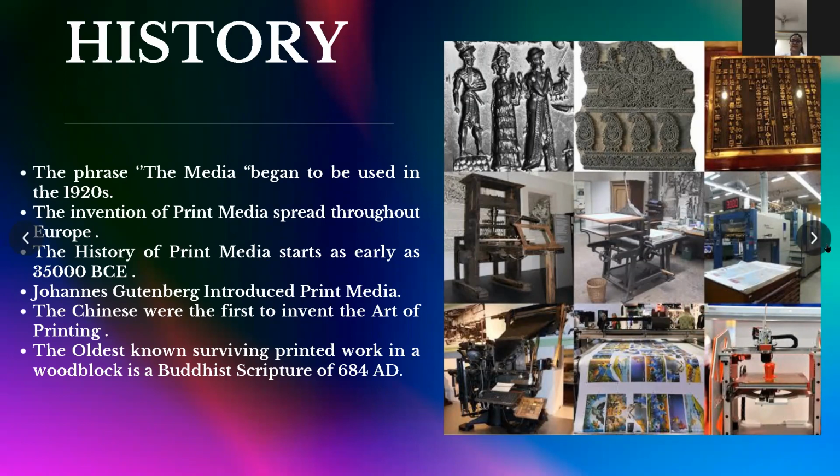A printing press is a device for applying pressure to an inked surface resting upon a print medium such as paper. Johannes Gutenberg is usually cited as the inventor of the printing press. The Chinese were the first to invent printing. They made wooden blocks to print letters during the period of the Tang dynasty in 600 AD. The oldest known surviving printed work in a wood block is a Buddhist scripture of 684 AD. It is now kept in a museum in Tokyo, the capital of Japan. Next slide, please.